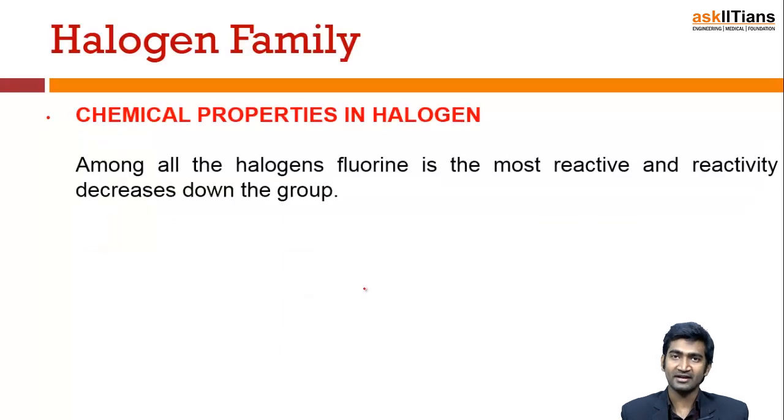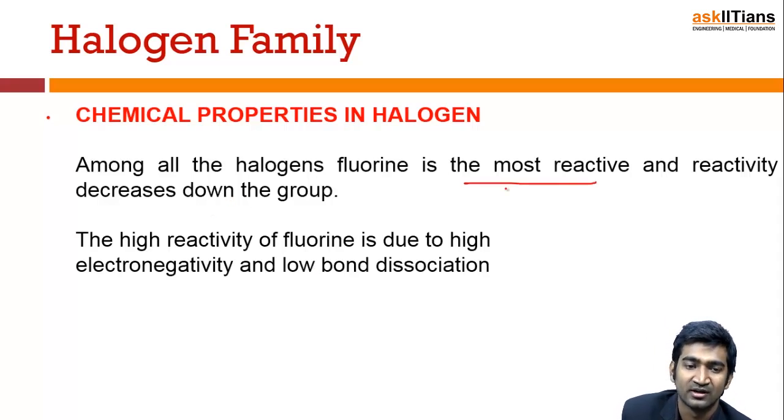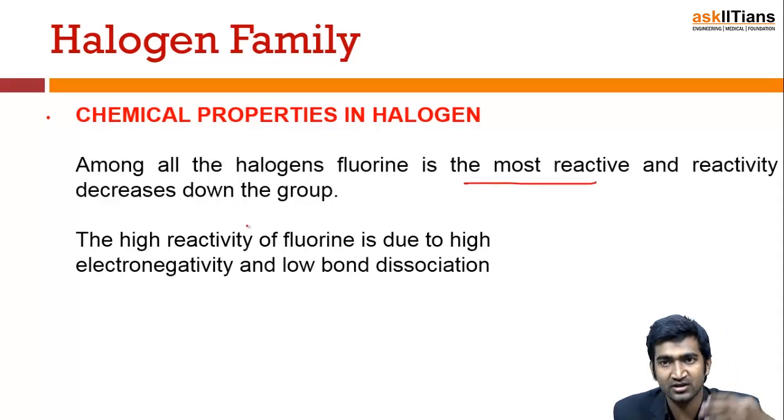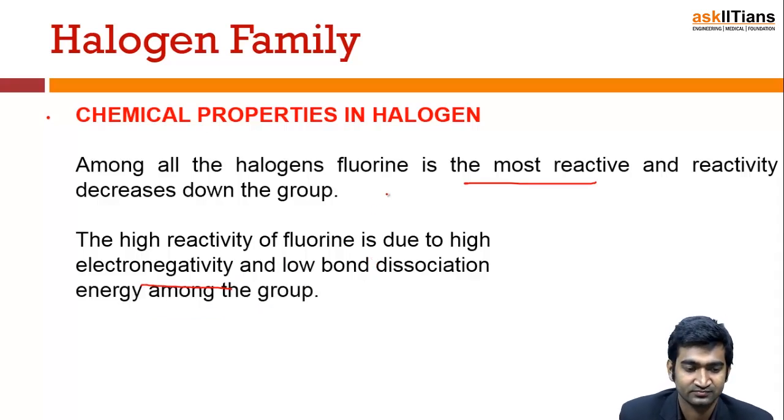If I talk about the chemical properties of halogens, then among all the halogens, you know that fluorine is the most reactive, and the reactivity will obviously decrease down the group. Highest reactivity is due to the electronegativity first of all, and due to the low bond dissociation enthalpy. Also due to small size, it has many effects.